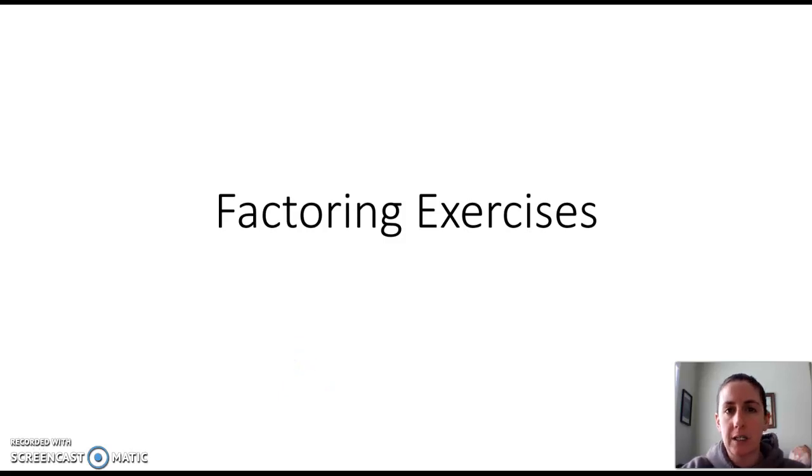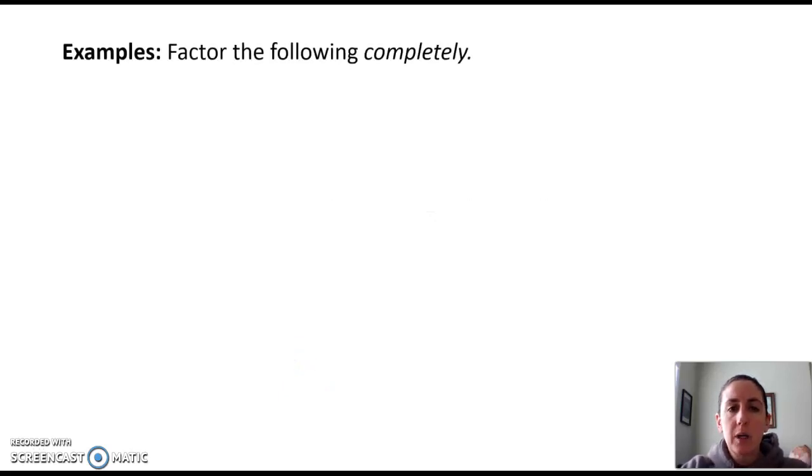Go over our factoring exercises. So what we're going to do is factor the following completely. Now when you factor completely, you need to make sure that you have factored everything that can possibly be factored. So the first thing you want to do always is start off by factoring out the greatest common factor, if there is one. There isn't always going to be one, but if there is one, you definitely want to try to pull that out first.